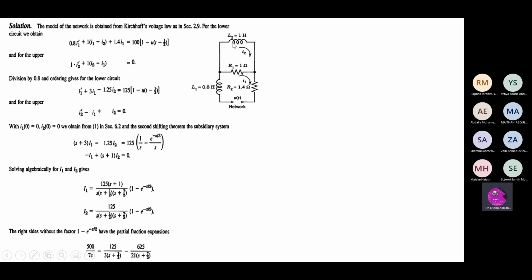Now let's go for the upper loop. The current in this loop is I2.